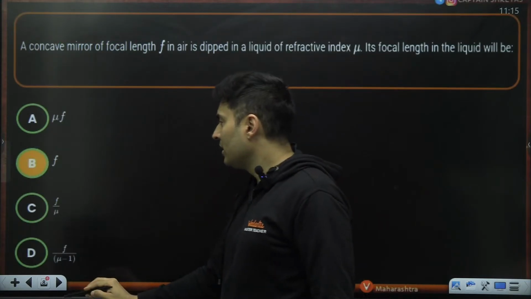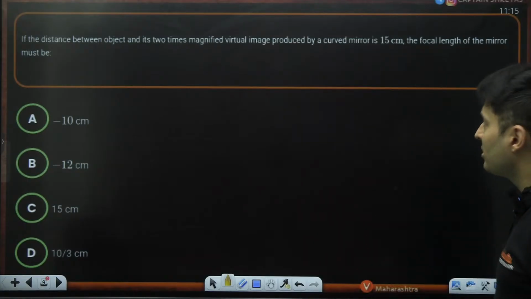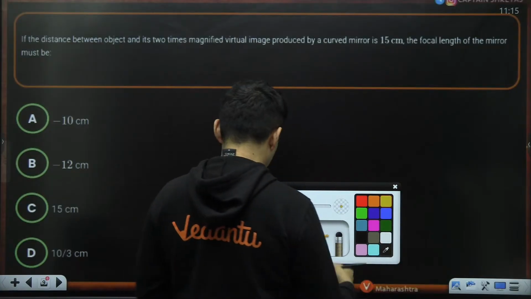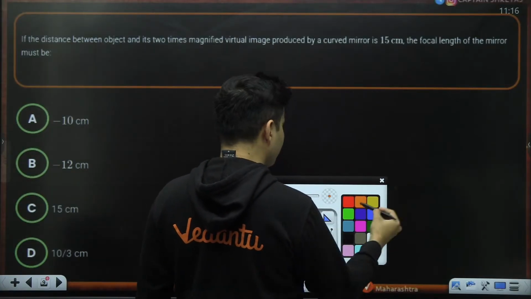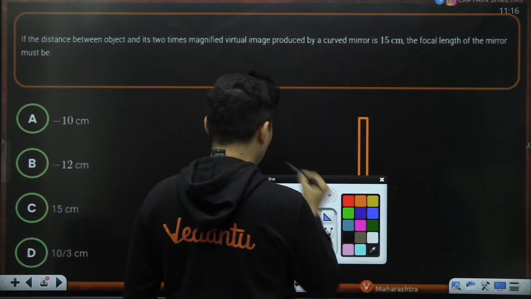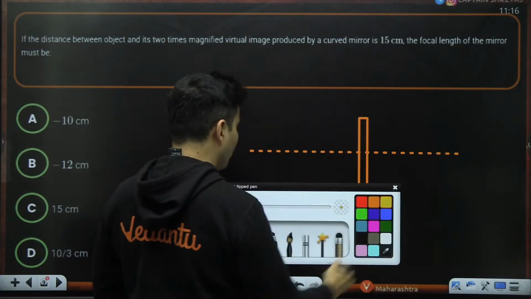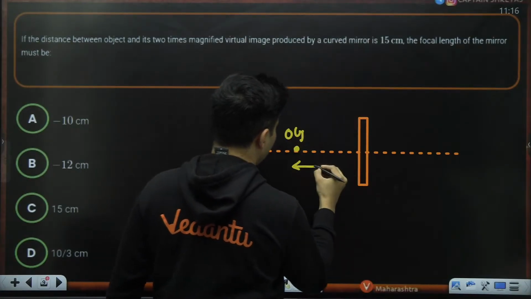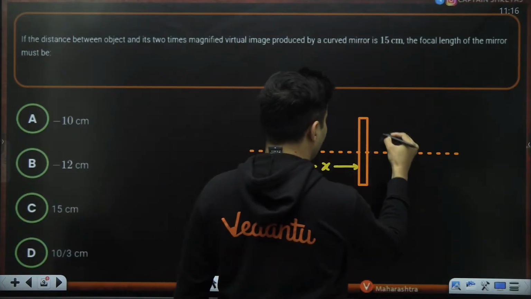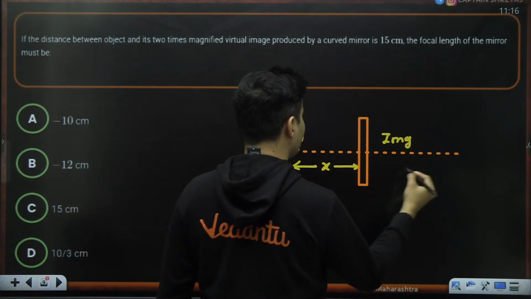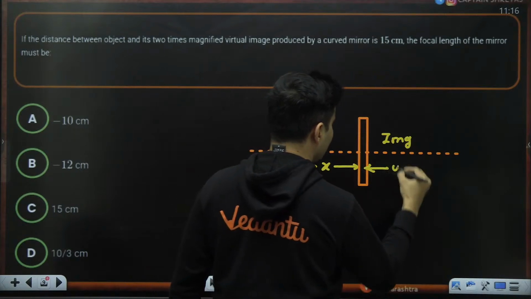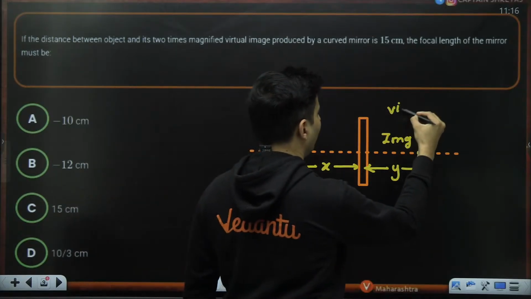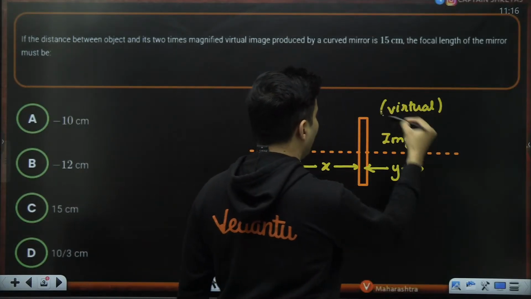Okay, so in this particular question, the distance between the object and the 2 times magnified virtual image formed by a mirror is 15 centimeters. Let's assume there is some kind of mirror over here, and I do not know what kind of mirror it is. I have placed an object over here at a distance x, and let's say the image is formed over here. It is virtual, so it is behind the mirror. Let's say this distance is y. This is obviously the virtual side because it is behind the mirror.